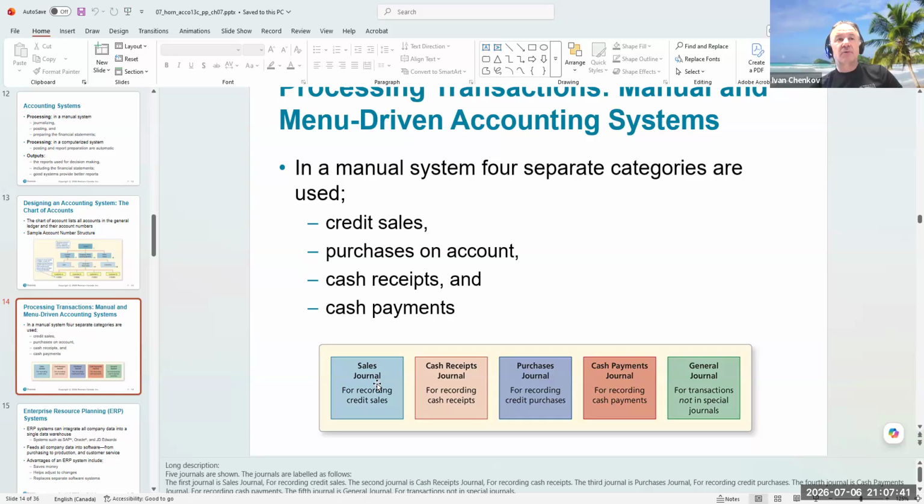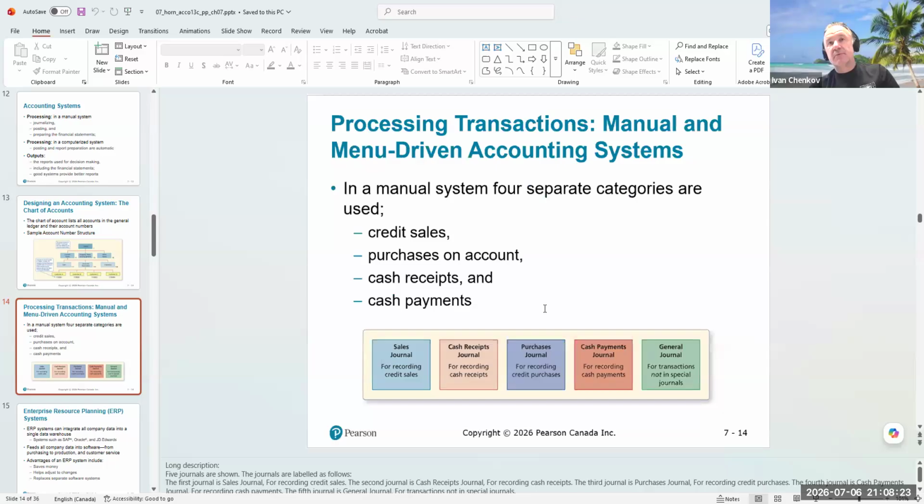So what are we going to record in which journal? In the sales journal, again, we're going to record only the credit sales. In the cash receipt journal, we're going to record only the cash receipts. In the purchase journal, we're going to record the credit purchases. In cash payment, we're going to show all the payments of cash. And any other transaction which is not cash, or not in any of those journals, is going to go to the general journal.